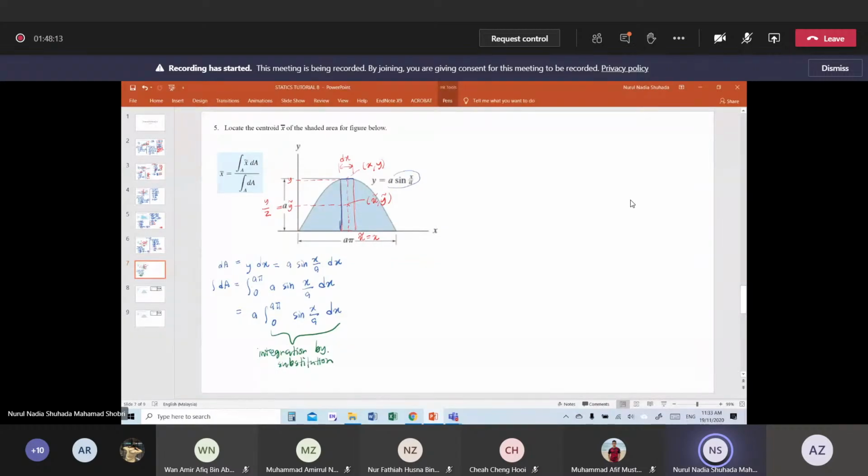So for integration by substitution, let u equal x over a. This is equation 1. Then differentiate, du dx is 1 over a. Rearrange this to have dx as the subject, so it will be a du. So this is equation number 2. Now I substitute the first equation and second equation into the integral. So the a is equal to a sine u.